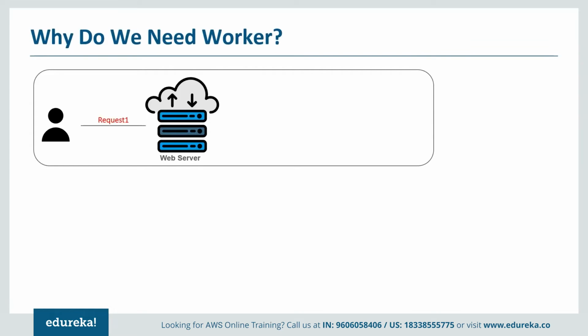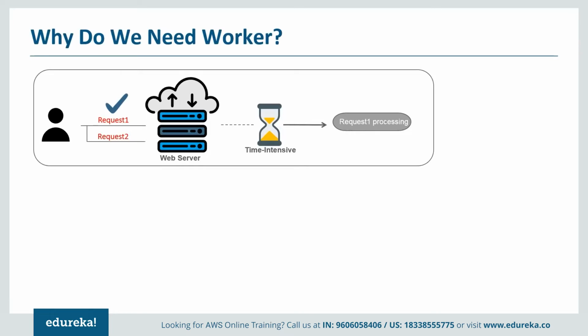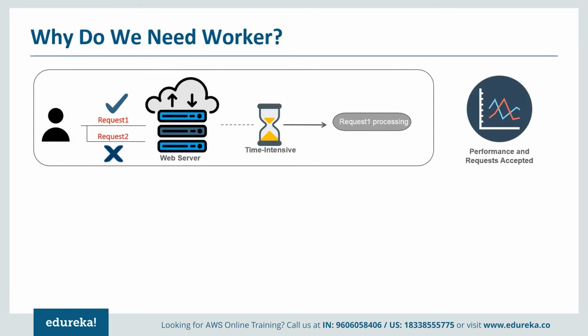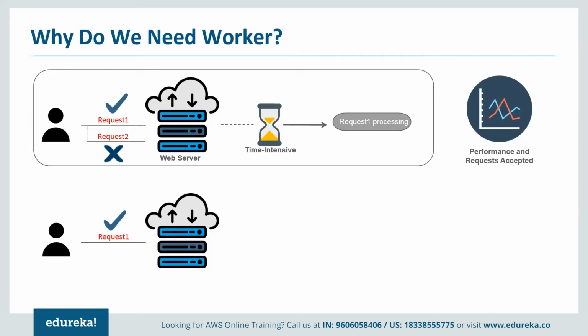Let's try to understand why we need worker with the help of a use case. So I have a client. He has made a request to web server, and the web server has accepted the request and starts processing it. But while it's processing the request, it comes across tasks which are taking a lot of time. Meanwhile, this client sends another request to web server. Since web server is still processing the first request, it denies the second request. The result of this is that the performance and the number of requests accepted by your web server will drastically decrease.